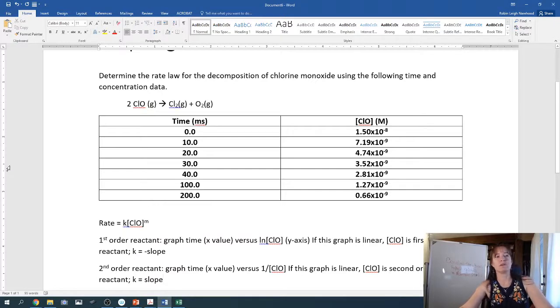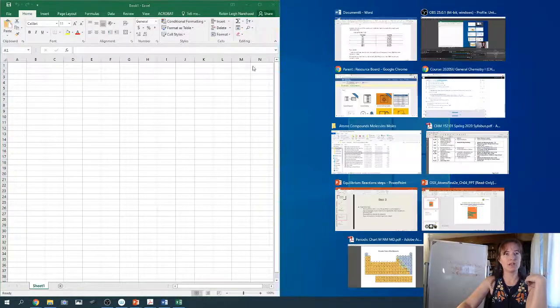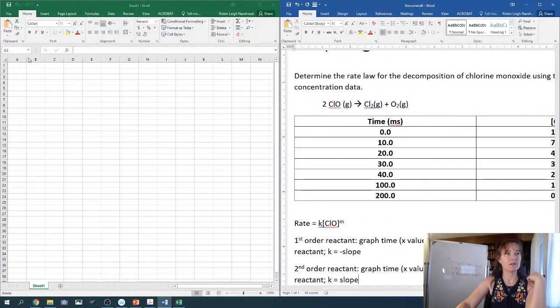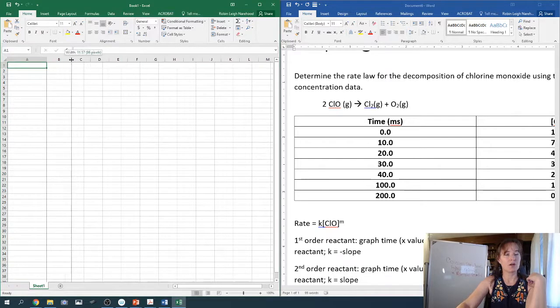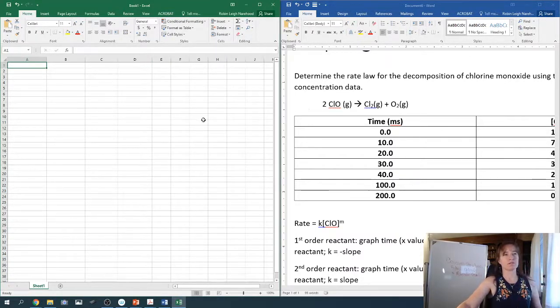The only way that you can determine if it is first order or second order for this problem is to actually graph the data. So I'm going to use Excel, and we're going to go through and I'll explain what you do with the data in Excel. It's similar if you use Google Sheets. You need the Excel to be a version that you download, because some of the ones that are online do not do the type of linear regression that we want.